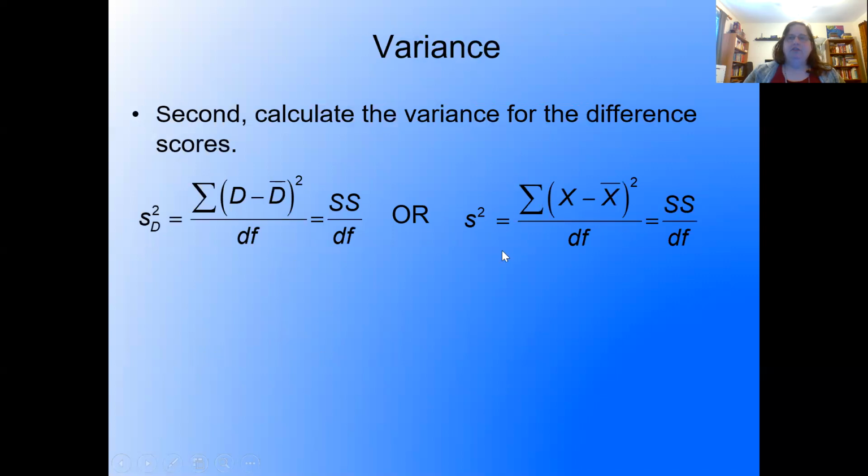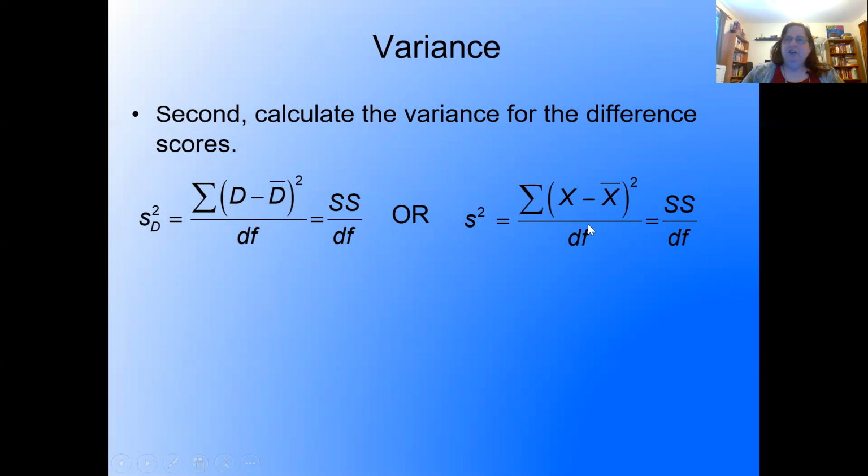Now we're going to calculate the variance for the difference scores. So we're going to take each difference score minus the difference mean, square it, and then add up those values and divide by our DF, which again is n minus 1, or SS over DF. Now you might notice that whereas in the past I used X's, now I'm using D's. And I'm using D's to remind myself that I'm only using difference scores here.